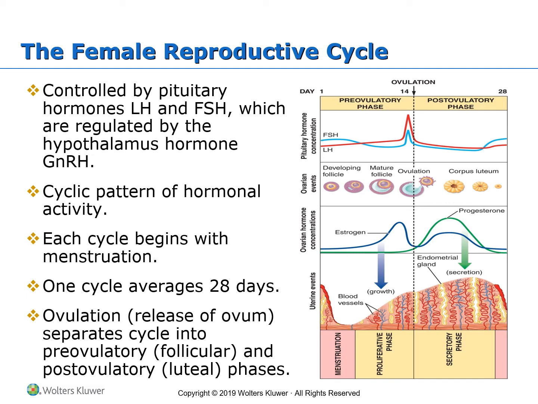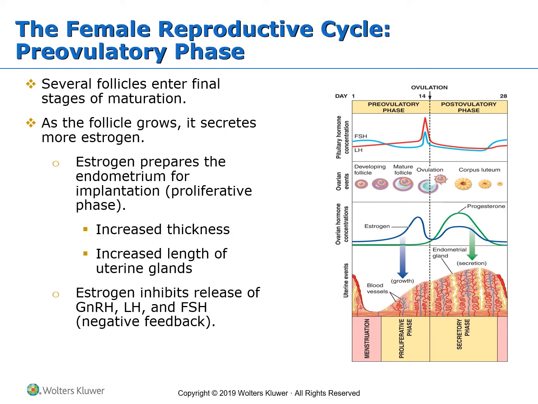You can follow the different stages of ovarian maturation along with the different levels. You have the graph underneath showing the changes in the levels of the hormones estrogen and progesterone, and the lower graph will show you the maturation and development of the endometrium at the level of the uterus. So we'll look into each of those phases now. We'll look at the pre-ovulatory phase.